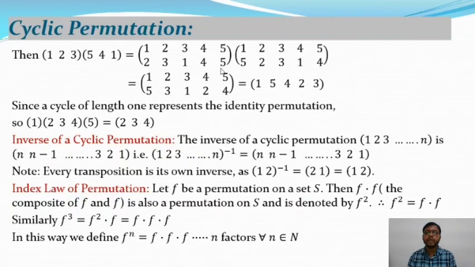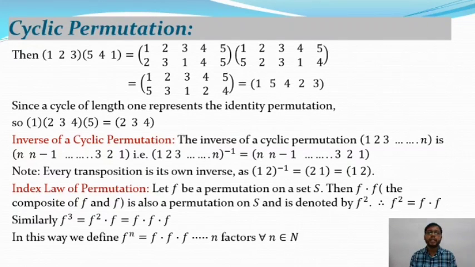So this is the product of two permutations, and it can be written again as a cycle, and it is equal to 1 goes to 5, 5 goes to 4, 4 goes to 2, 2 goes to 3, 3 goes to 1. That means (1 5 4 2 3). So this is the complete cycle of length 5.